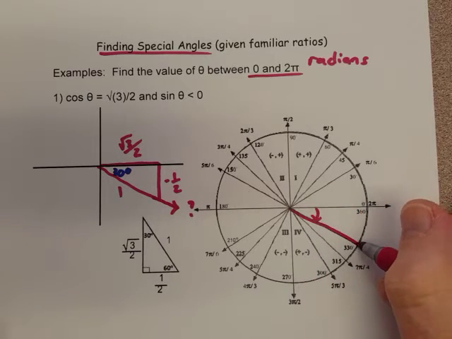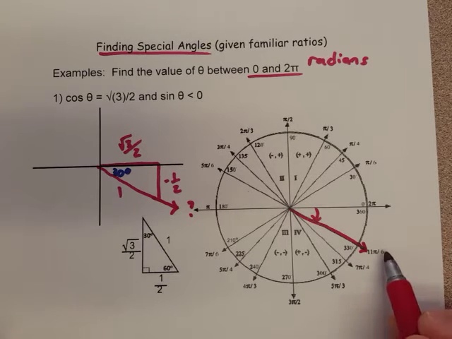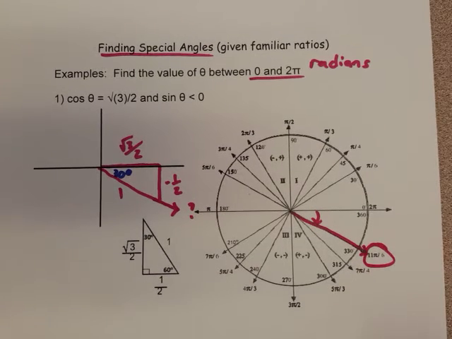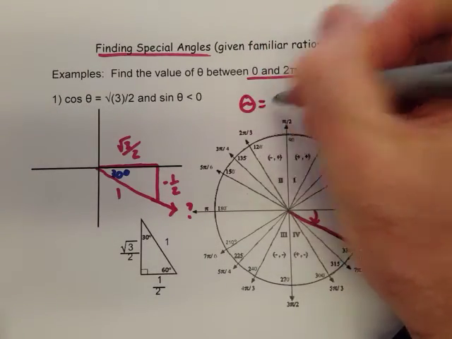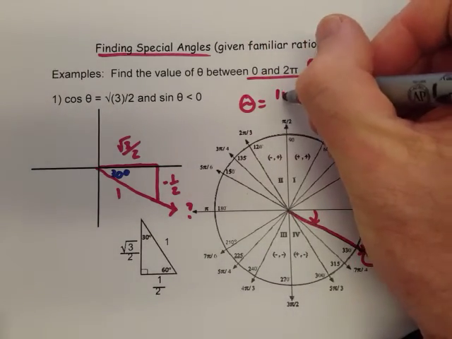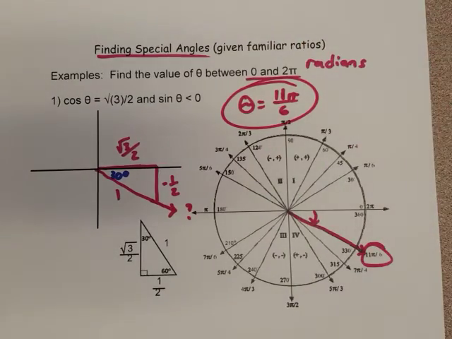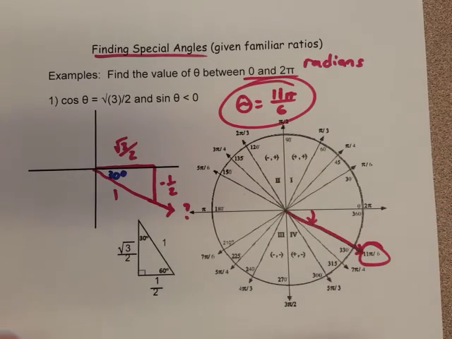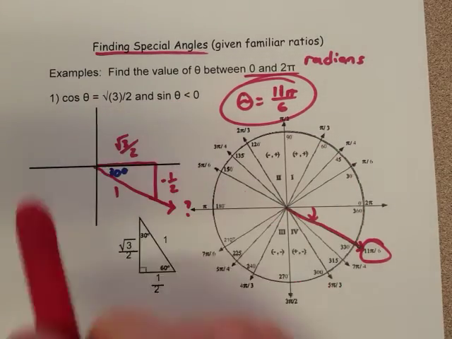So this is 330 degrees, which I don't want in degrees, I want it in radians. And so what I'm looking for is that location right there. That means that my theta, or my answer to this one, is 11 pi over 6. So we're always going to be looking for some answer here in radians, basically just the location of this information that we started with.